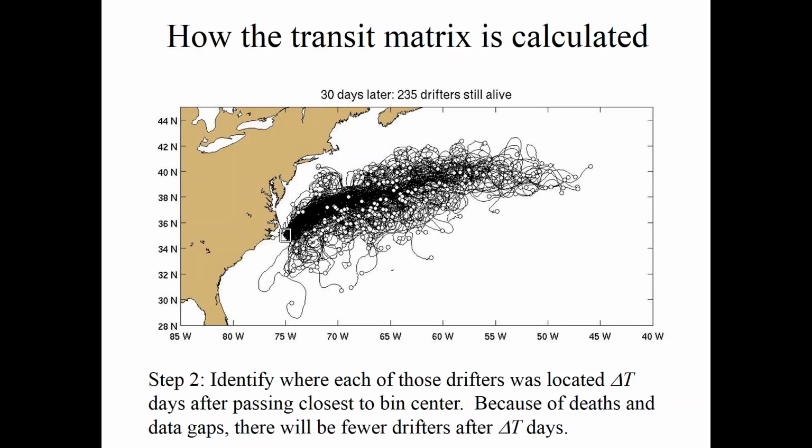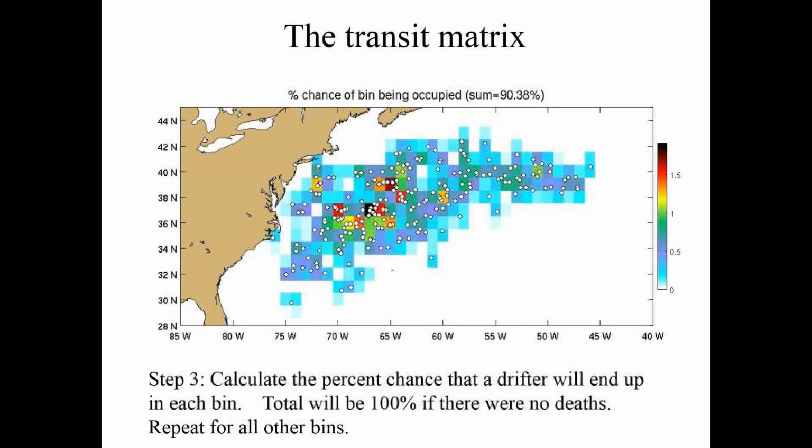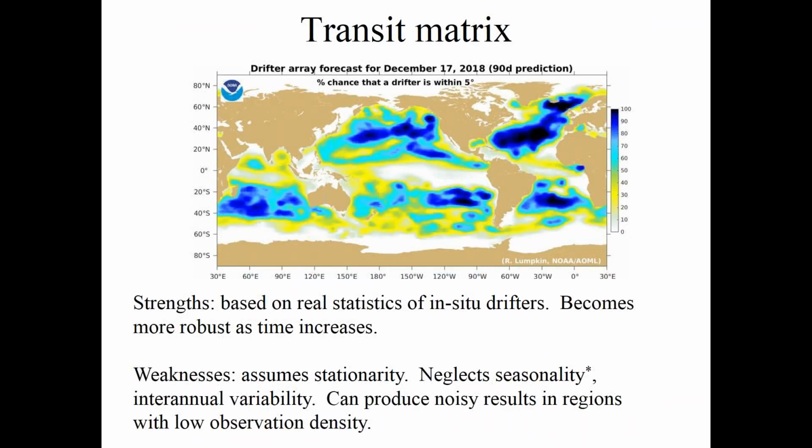Yep, thank you. The reverse of dying: deployments, drifters that were deployed less than 30 days ago that ended up in that box. So again, you want to probably normalize that probability unless you care about a statistical simulation of drifters being deployed, which likely you don't if you're approaching this from most of the kinds of problems I'll be showing you. So we use the transit matrix approach, for example, the Global Drifter Program does, to make a 90-day forecast of where we're likely to have drifters.